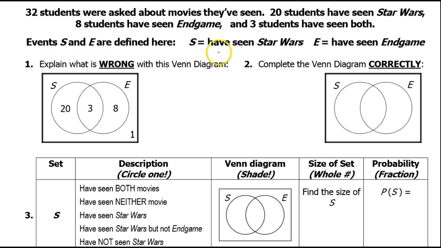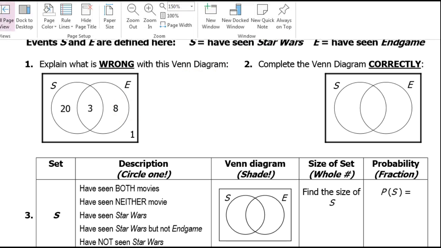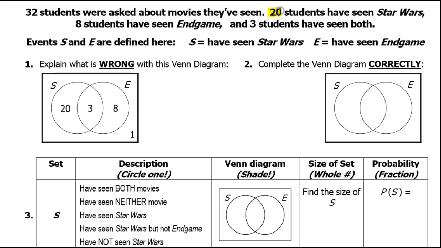Okay, so we will let set S represent the students who have seen Star Wars, and set E will represent students who have seen Endgame. So first of all, we need to explain what's wrong with this Venn diagram. Well, let's see. I see where they're getting the 20, the 3, and the 8 from, because right here it says 20 students have seen Star Wars, there's your 20, 8 students have seen Endgame, there's 8, and 3 students have seen both, and there's the 3 right in the middle.